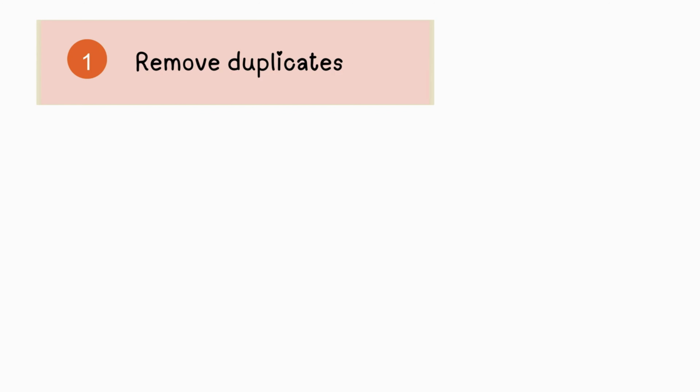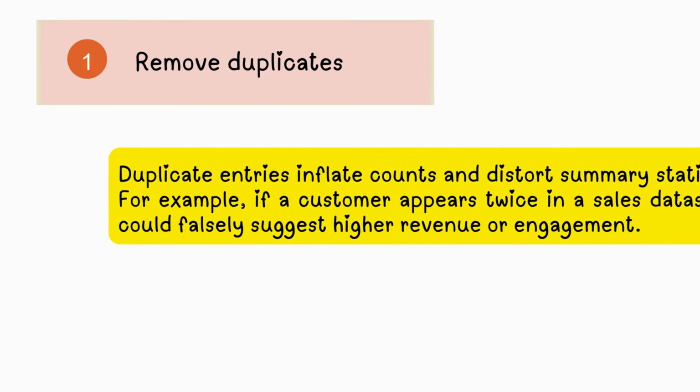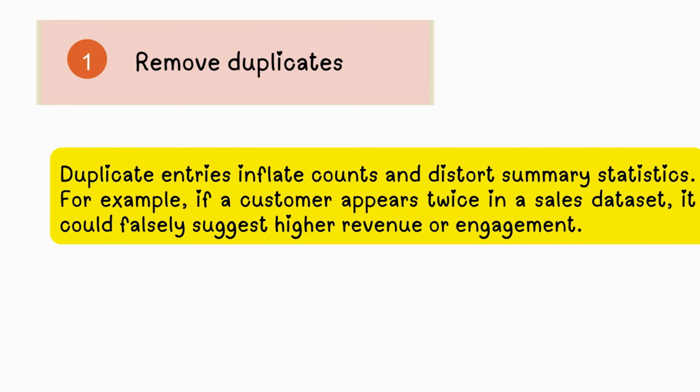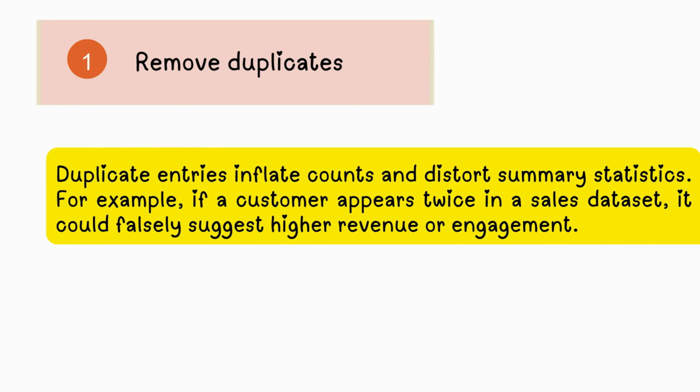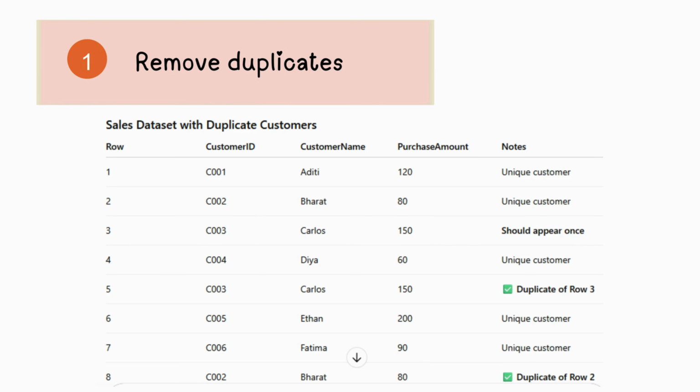Step 1 is removing duplicates. Duplicate entries inflate counts and distort summary statistics. For example, if a customer appears twice in a sales dataset, it could falsely suggest higher revenue or engagement.